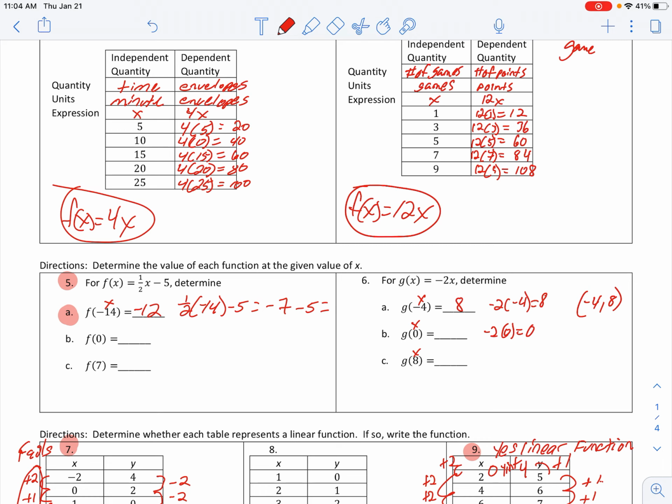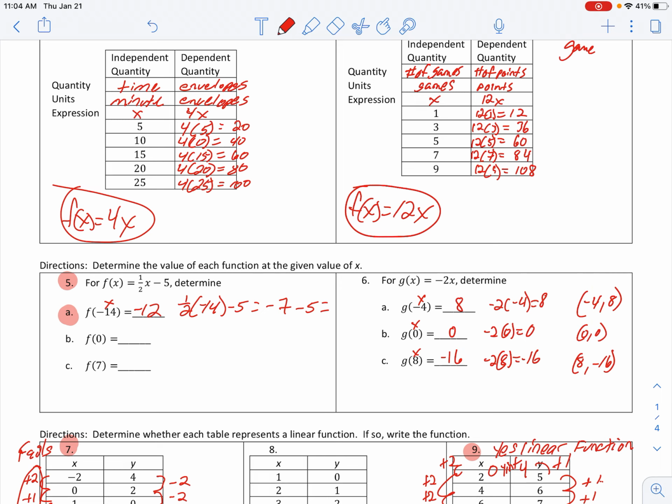So negative 2 times 0 is still 0. Again, what we're creating here is a point. 8. We get negative 16. And again, we created a point at 8, negative 16.